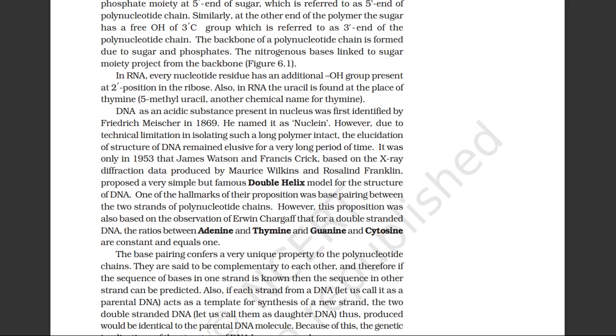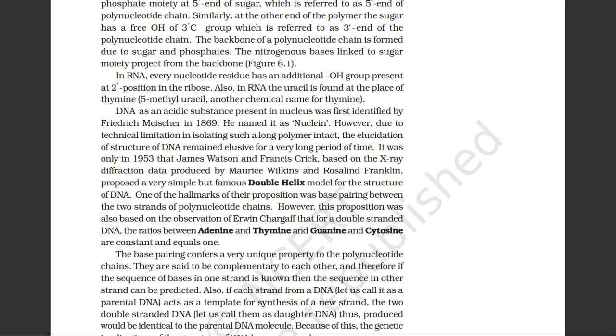DNA as an acidic substance present in nucleus was first identified by Friedrich Miescher in 1869. He named it as nuclein. However, due to technical limitation in isolating such a long polymer intact, the elucidation of structure of DNA remained elusive for a very long period of time. It was only in 1953 that James Watson and Francis Crick, based on the X-ray diffraction data produced by Maurice Wilkins and Rosalind Franklin, proposed a very simple but famous double helix model for the structure of DNA.